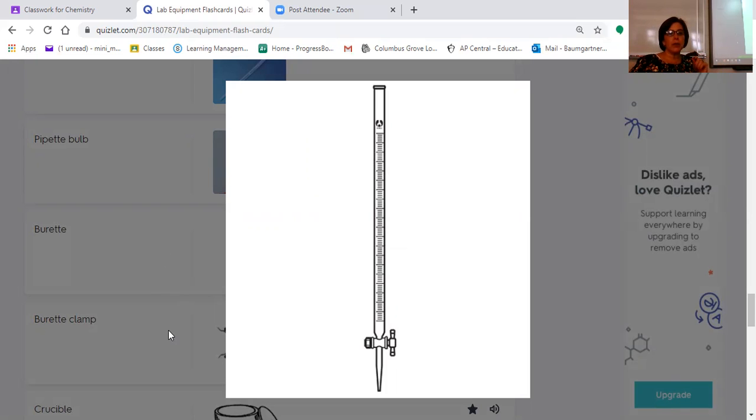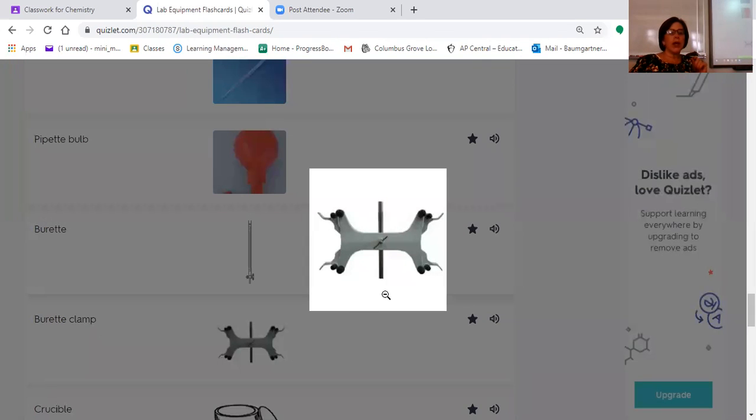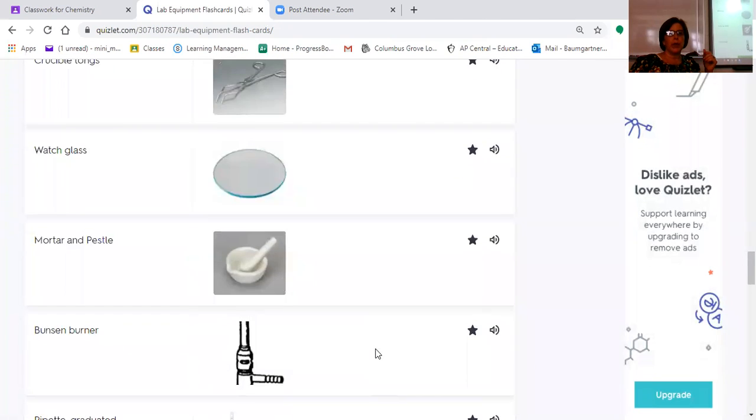Then you also have a burette clamp. That holds the burette in place. So a burette clamp, a burette, and an Erlenmeyer flask are used together for titration. Does that make sense? Do you guys have any questions on that? Okay. Go back to our list.